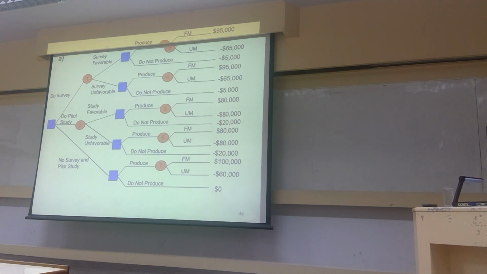So this is the first one, question A. You can see this is the structure of the decision tree diagram in this case. Starting with the very first decision node, you have three possible alternatives: doing the survey, doing the pilot study, or not doing the survey or pilot study. If you do not do a survey or pilot study, you just make the second decision of whether to produce or not produce the new razor. For the possible future outcomes, we have just two cases: FM is a favorable market for the razor, and UM is an unfavorable market for the razor.